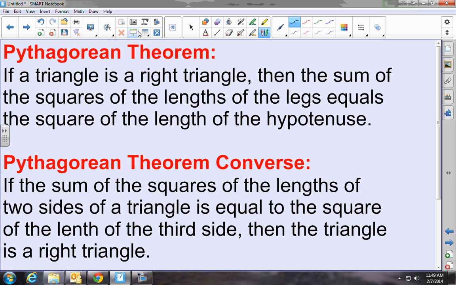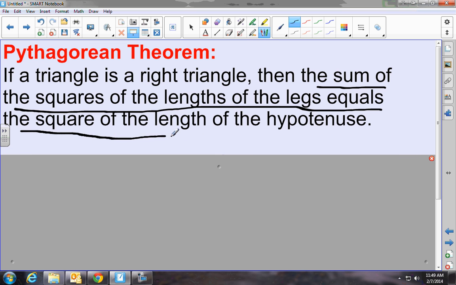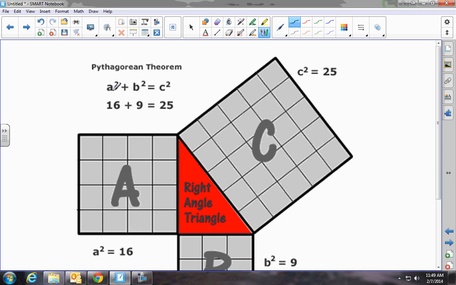Okay, so here's the Pythagorean Theorem, the definition. If a triangle is a right triangle, then the sum of the squares of the lengths of the legs equals the square of the length of the hypotenuse. Now that's a mouthful, but here's what it looks like. Okay, Pythagorean Theorem is written right here. I'm going to highlight it for you. Okay, so make sure you get that down in your notes.